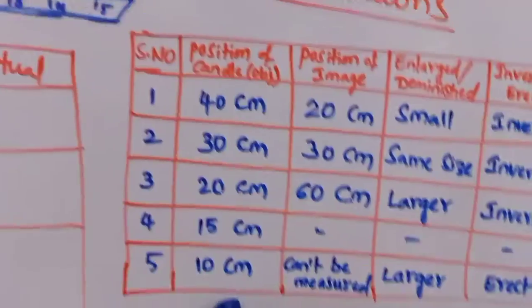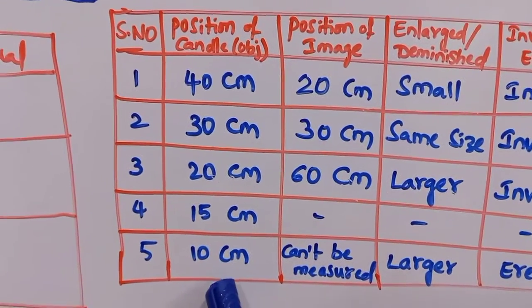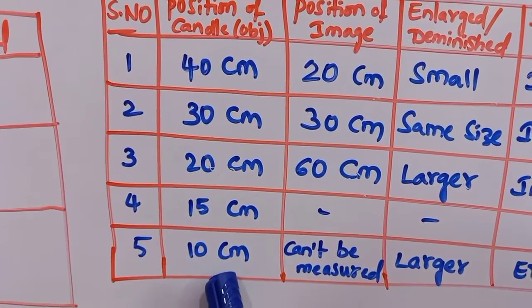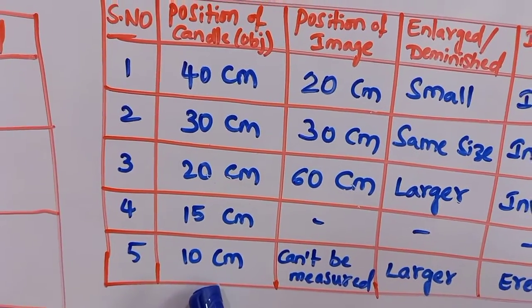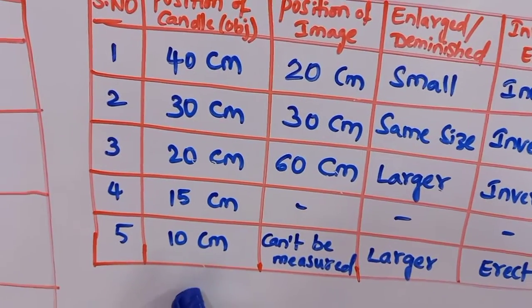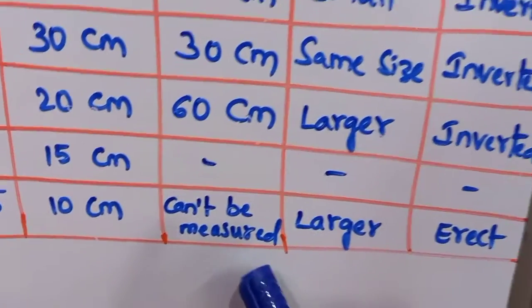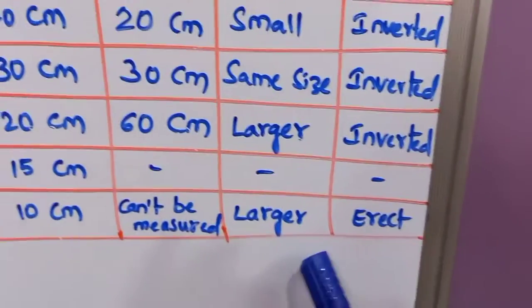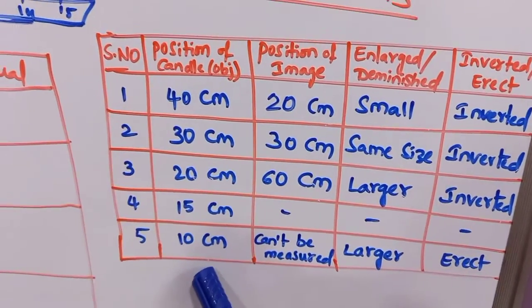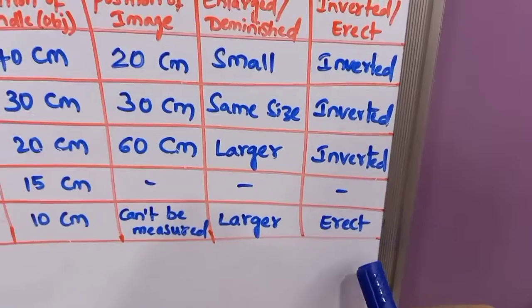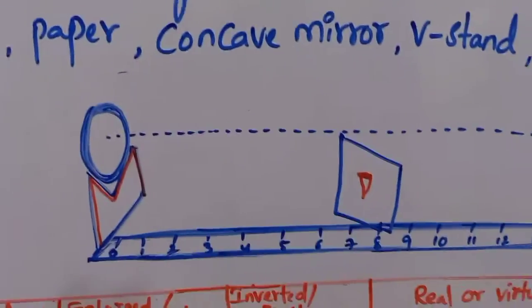And in the last observation, when the candle is brought very near to the concave mirror, that means 10 centimeters, that is between the pole of the mirror and the focal point of the mirror, in between P and F, when the object is placed, the position of the image can't be measured, and the image is found to be larger and erect. Only when the object is brought very near to the concave mirror do we get the erect image. These are the observations made through this activity.